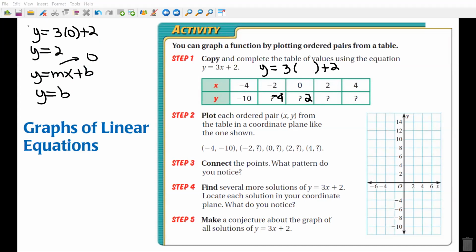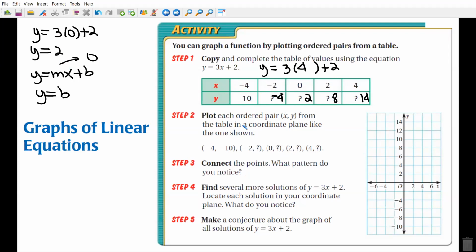Now, what happens if in this exercise, instead of having a negative 2, I am going to have a 2? 3 times 2, 6 plus 2, 8. Very good. Then, what happens if instead of that 2, I am going to have a 4? 3 times 4, 12. 12 plus 2, 14. Very good.